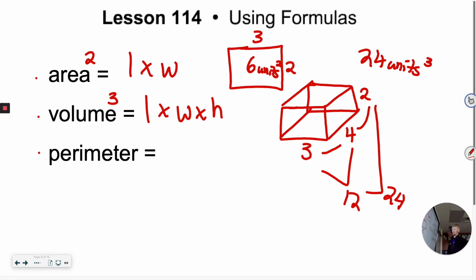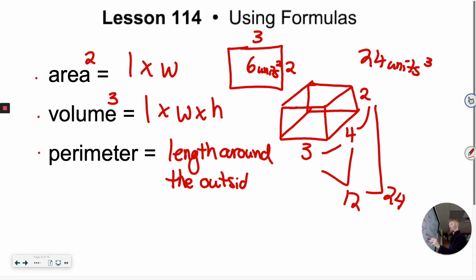Okay? And then perimeter. Perimeter is the length all the way around the object. Length around the outside. So if I wanted to find the perimeter of this first shape, I would add up 3 plus 2 plus 3 plus 2. And that would just be in regular units. So 3 plus 2 is 5, and then 5 more, so this would be 10 units. Not squared or cubed, just plain units. All right, let's do a few examples using these formulas.